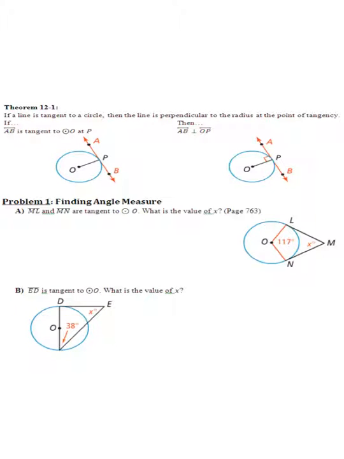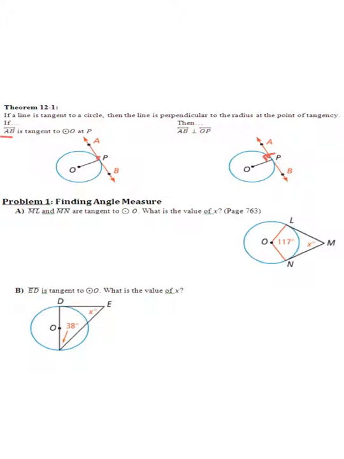Our first theorem in chapter 12 is 12.1. If a line is tangent to a circle, then the line is perpendicular to the radius at that point of tangency. So for example, if we've got the line AB and it's tangent to circle O at point P, so it hits it at that point right there, then we can say that the line AB is perpendicular to OP, which means it intersects at a 90-degree angle.